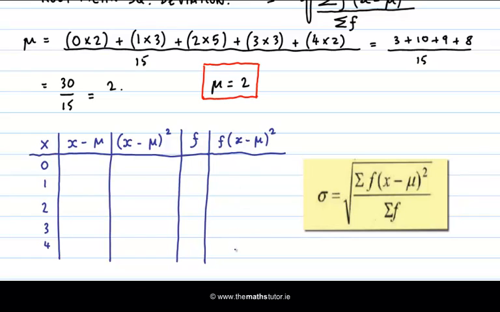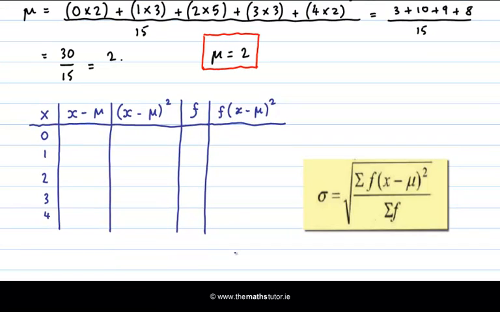We will then add up these and we will divide by the number of pieces of data, which is 15. So first of all, 0. If we take away 2, we get minus 2. 1, if we take away 2, we get minus 1. 2 from 2 is 0. 3 take away 2 is 1. And 4 take away 2 is 2. These are our deviations. Next we'll square our deviations. We get 4, 1, 0, 1 and 4.